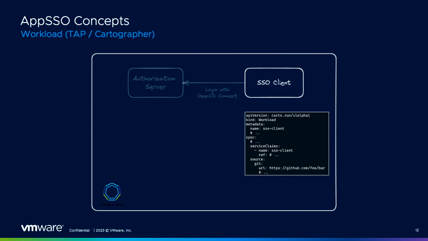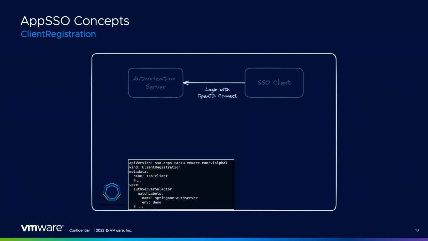If I want to add SSO to it, if I want to connect it to AppSSO, what I will add to this workload is a service claim here. So the service claim is the way for the workload to say, I need a database, I need a set of SSO credentials. So here we say we want to claim a set of SSO credentials. And what does this reference? This ultimately references a thing called a client registration.